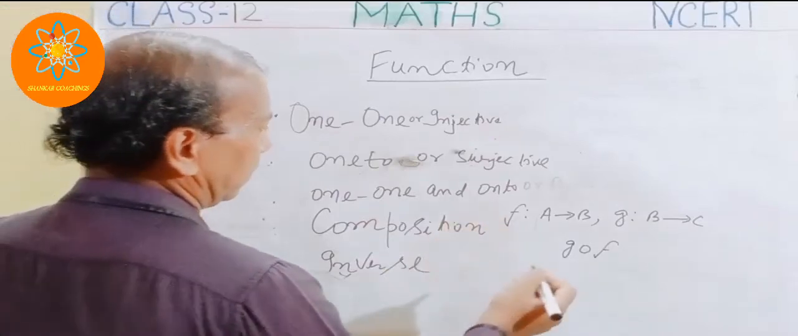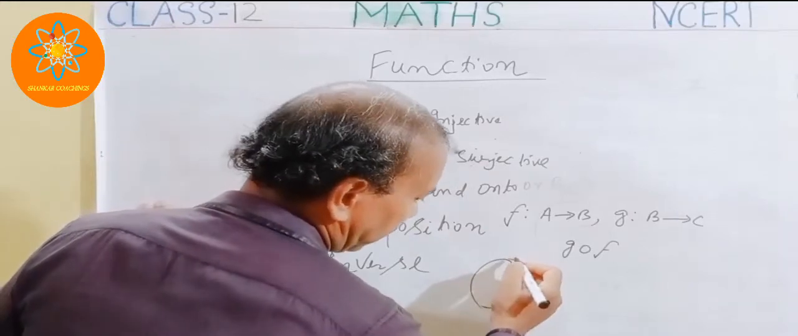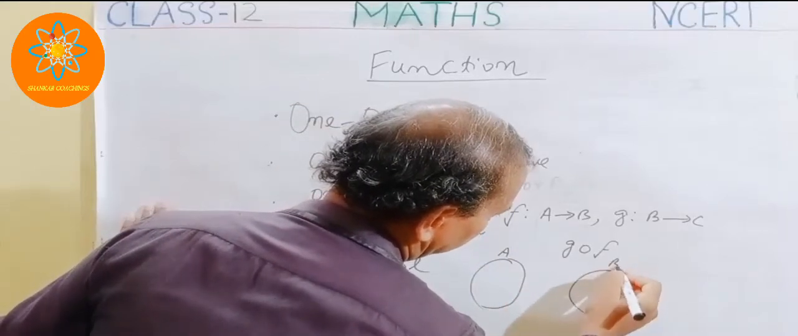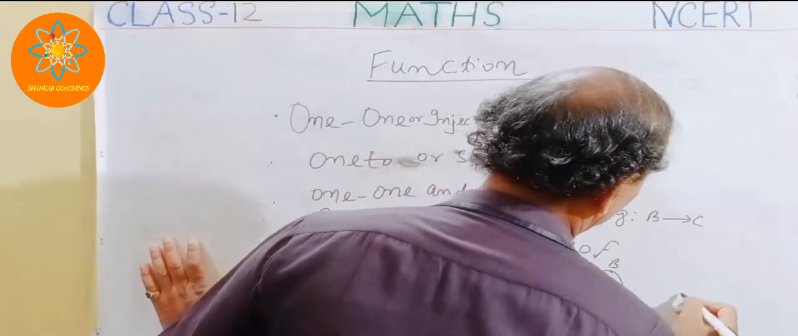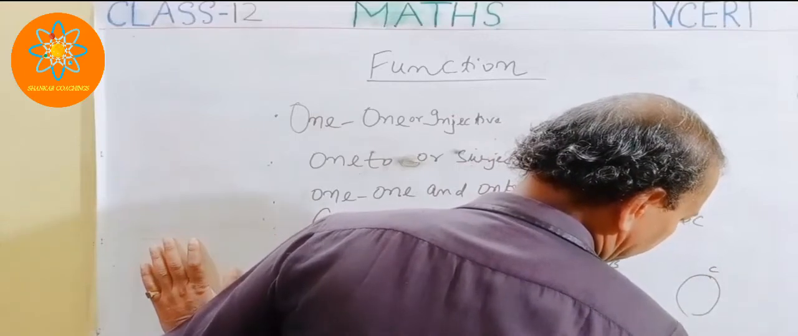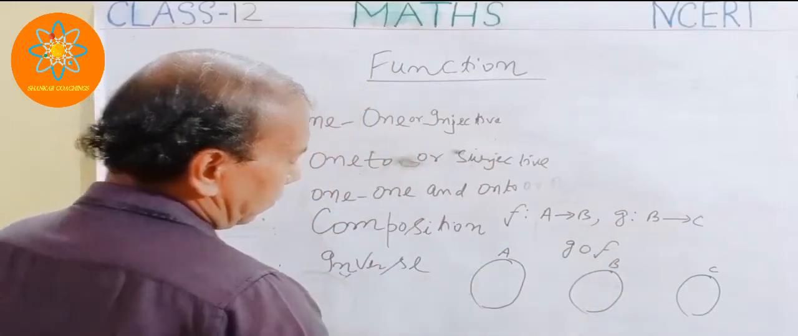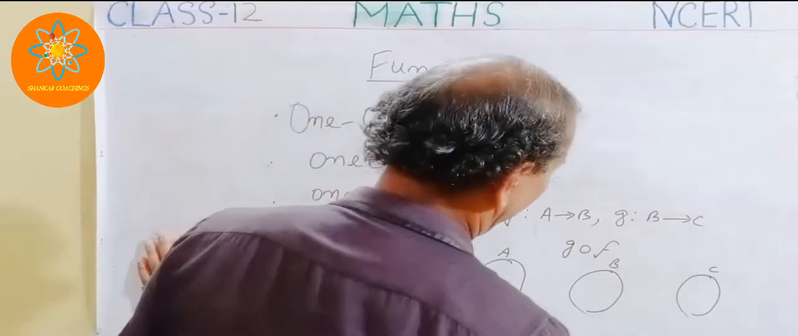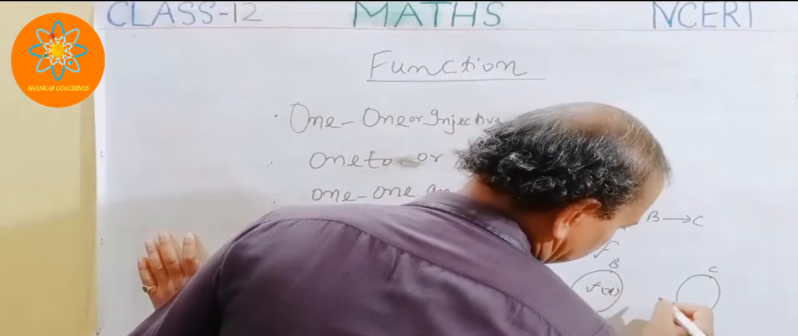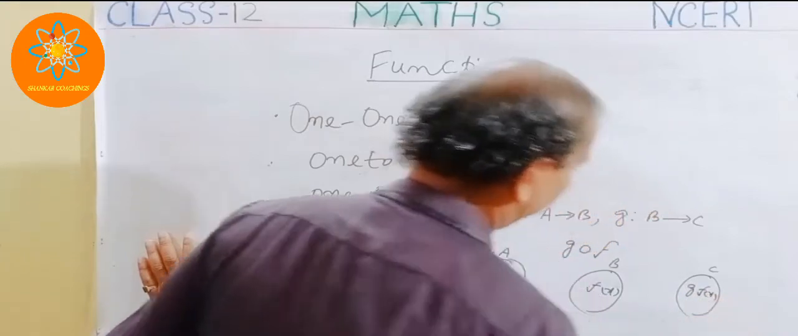function that is from A to B. Let's suppose this is the function A, this is the function B, and this is the function C. These are the three sets A, B and C. Let's suppose this is X and we have the function here. Suppose this is Fx and this is nothing but G Fx.